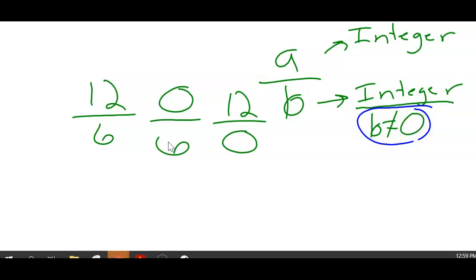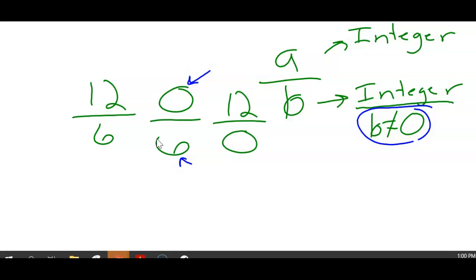So is 0 over 6 a rational number? Is 0 an integer? Yes, 0 is an integer. Is 6 an integer? Yes. Is it 0? No. 0 over 6 is a rational number, which simplifies to 0. So is 0 a rational number? Yeah. Okay. This B is not equal to 0.